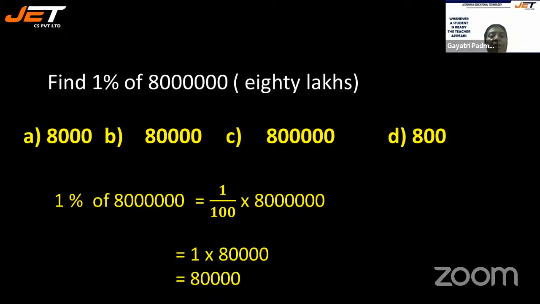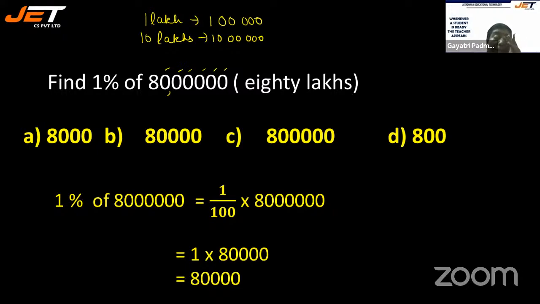So 1 lakh means, see, you have to be very clear with this. 1 0 0 0 0 0, 5 zeros. So 10 lakhs means what? 1 followed by 6 zeros. So 80 lakhs means, see, 1 2 3 4 5 6. 80 lakhs. So 8 followed by 6 zeros will be 80 lakhs.